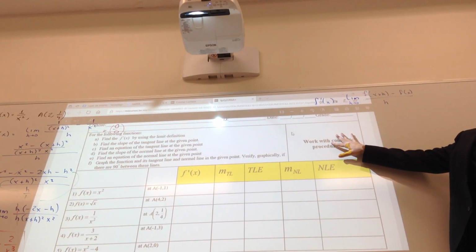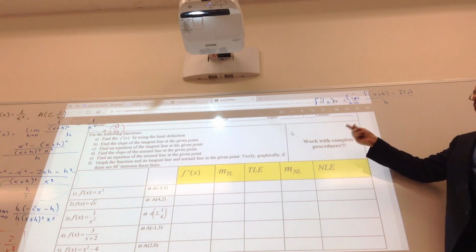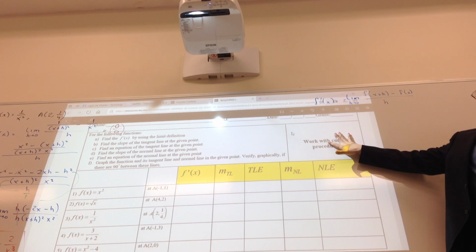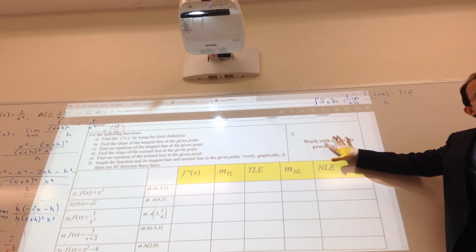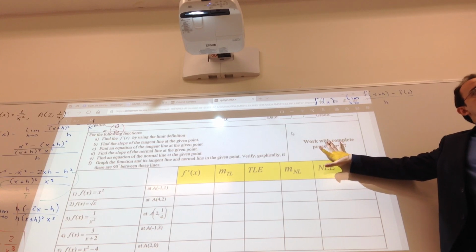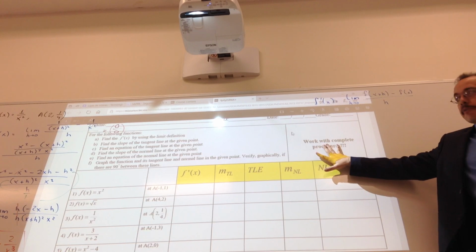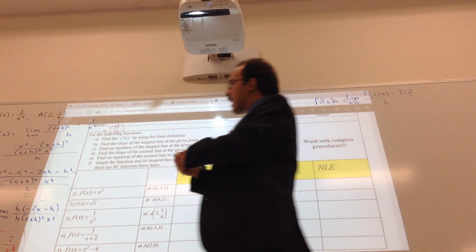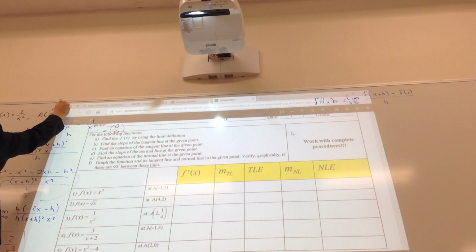That's question A. That's the longest one, of course. Question B says, find the slope of the tangent line at the given point. Remember, how can I find the slope of the tangent line now? You take the value x, which in this case is 2. Yeah, this is my x now, and this is the y.